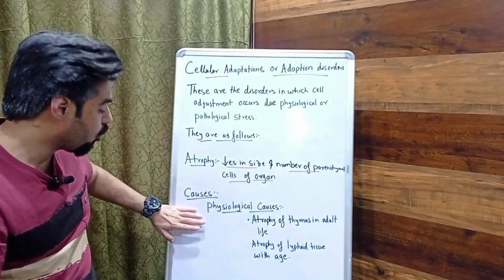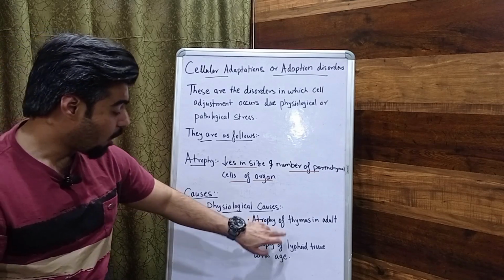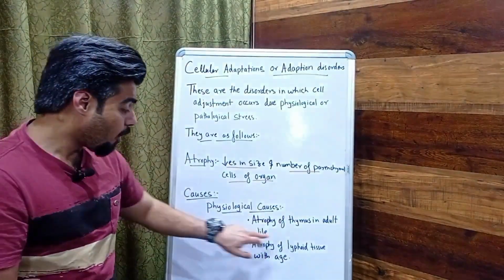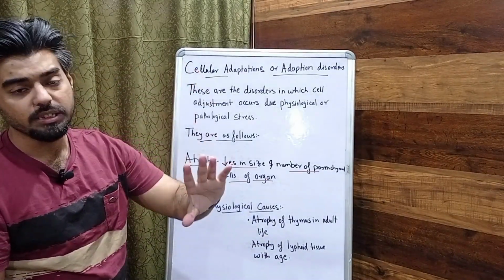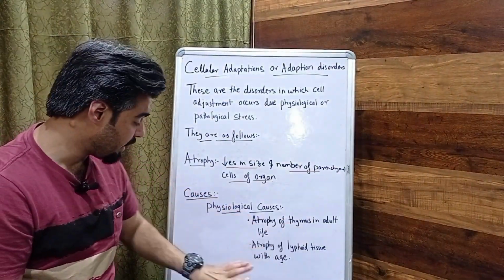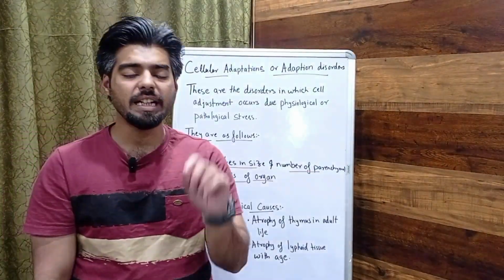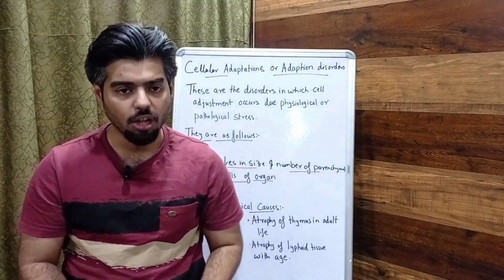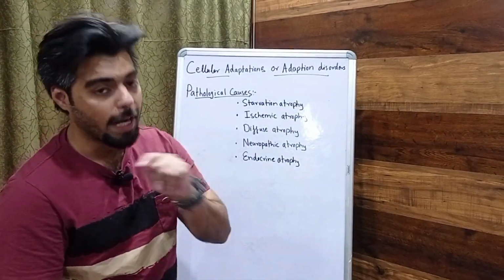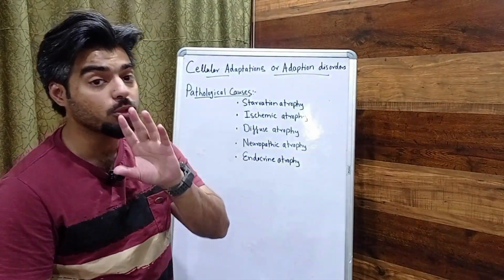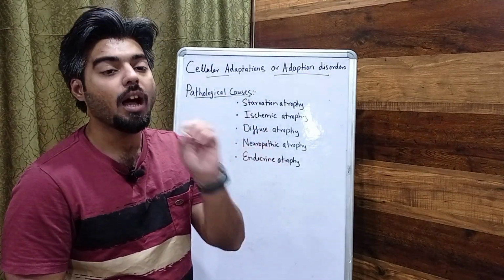Okay. Now let's come to the causes. We will see the physiological causes first. The first example is atrophy of the thymus in adult life. The second is atrophy of lymphoid tissue with age. Now let's come to the pathological causes. Guys, once we come to the pathological causes, there are different types of atrophy, and from the name itself, that means there is a pathological aspect to it.